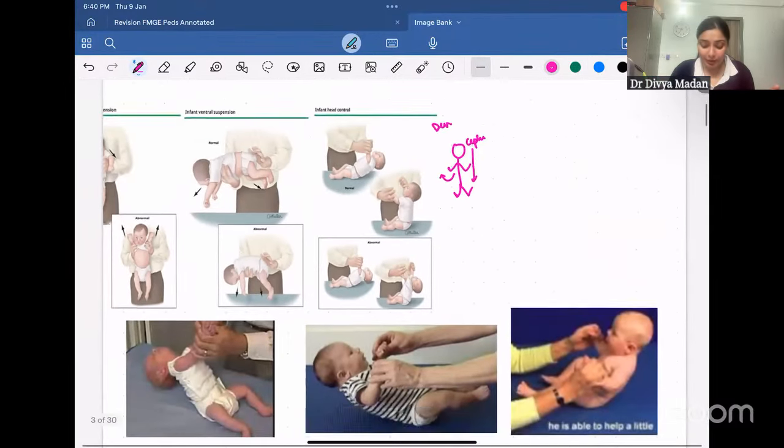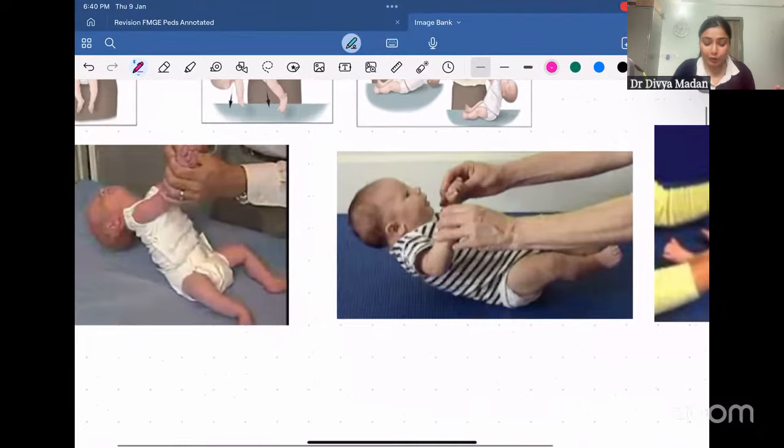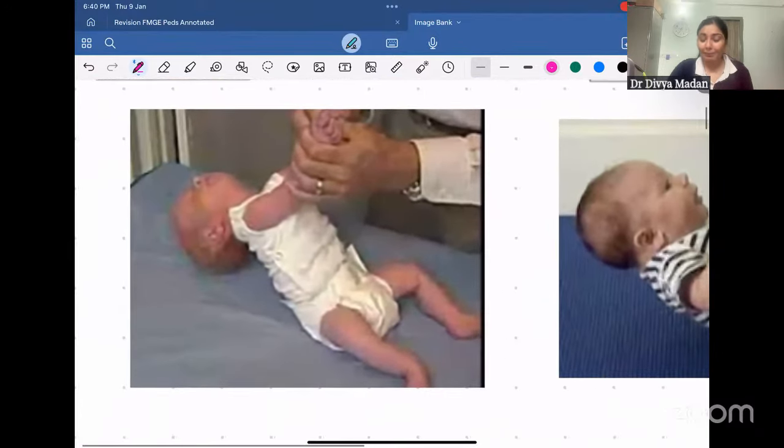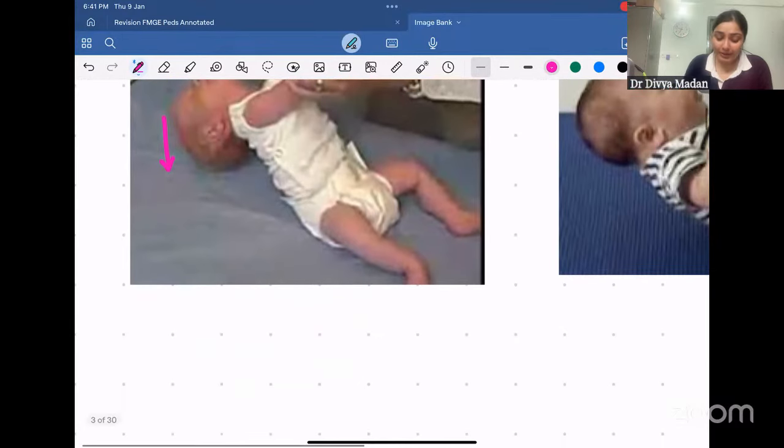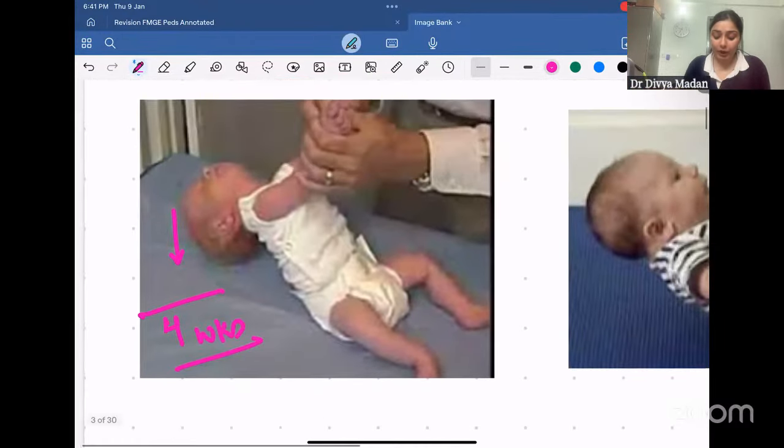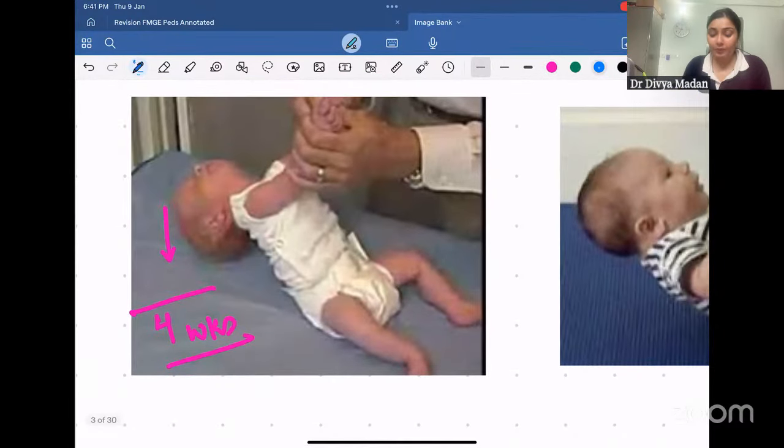So look at these 3 images now. In this pull to sit maneuver, I'm pulling the child and I can see the head is lagging. Is this before 3 months, after 3 months, or at 3 months? At 3 months, I know head and neck control should be there. Here, the head is lagging behind. So this is before 3 months, this happens at 4 weeks of age.